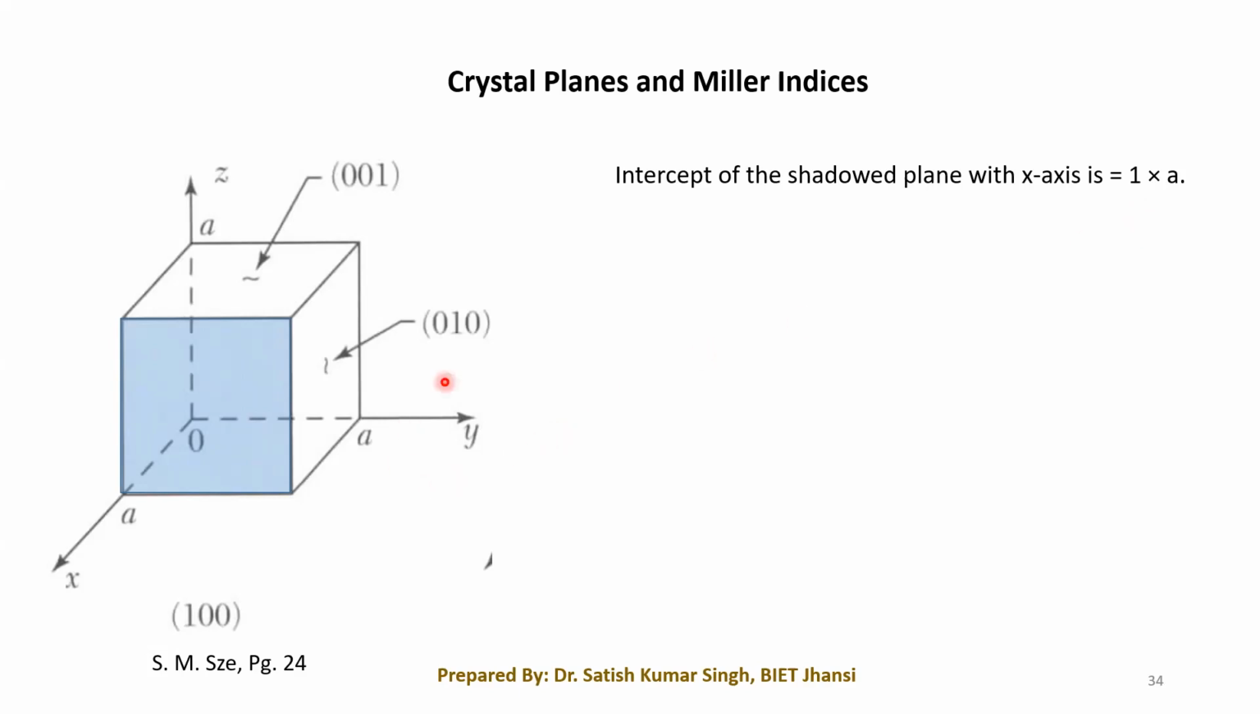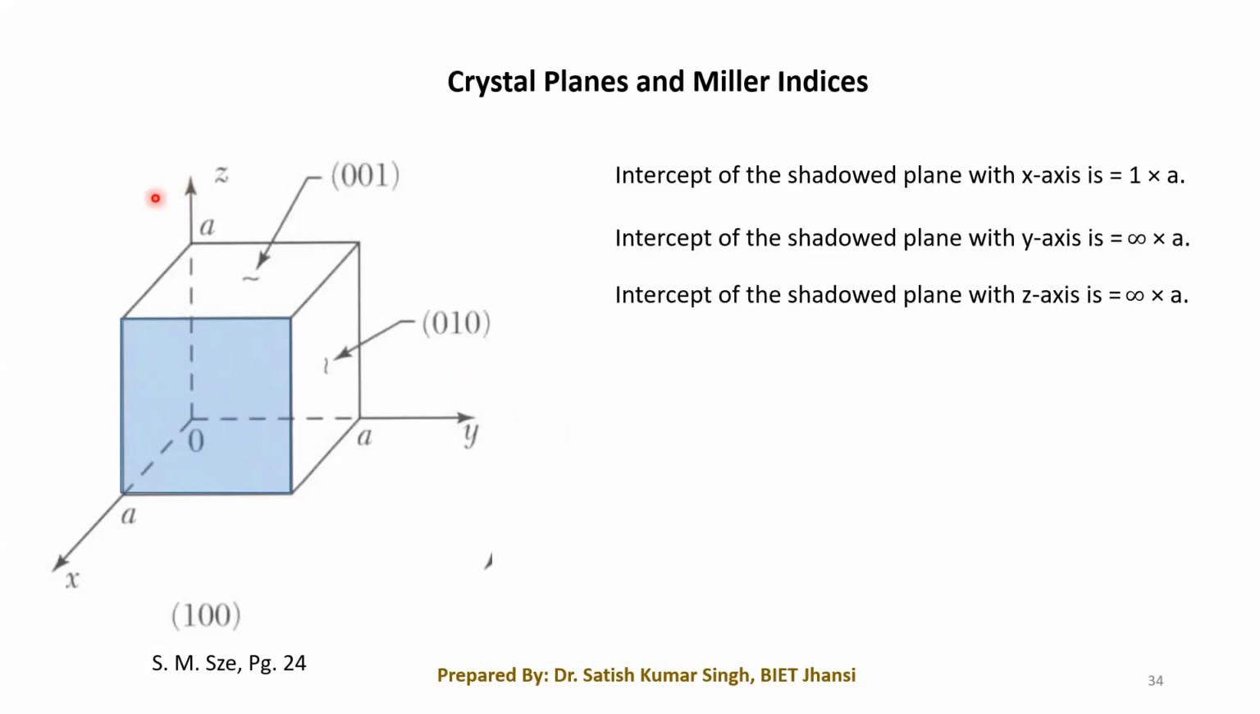Similarly, if I want to calculate the intercept with the y-axis and the z-axis, that can be calculated, and it is obviously infinity. So the intercept of the shadowed plane with the y-axis is equal to infinity. I could also write this as infinity multiplied with a, because it is ultimately giving you infinity. So these are the intercepts of the shadowed plane with the x-axis, y-axis and z-axis.